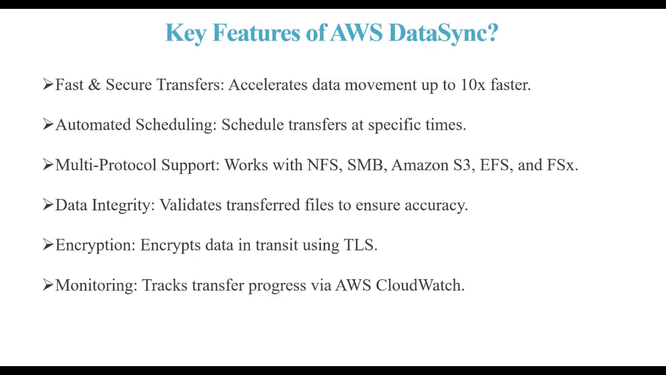Let's move to the next slide, the key features of AWS DataSync. The key features are fast and secure transfer, automated scheduling, multi-protocol support, data integrity, encryption using TLS, and monitoring of transfer progress. So we will see them one by one.